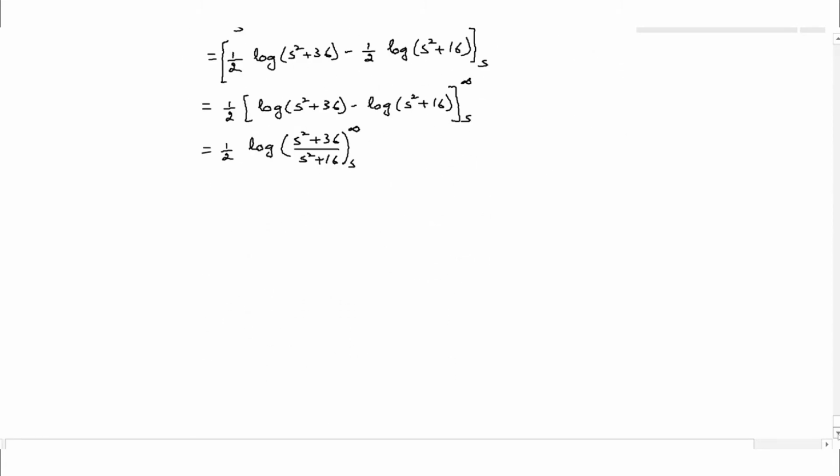Let us apply the upper and lower limit values. We get half times the upper limit value, limit as s tends to infinity, of log of s square plus 36 divided by s square plus 16, minus the lower limit value, where s itself is substituted. You get the same expression, log of s square plus 36 whole divided by s square plus 16.